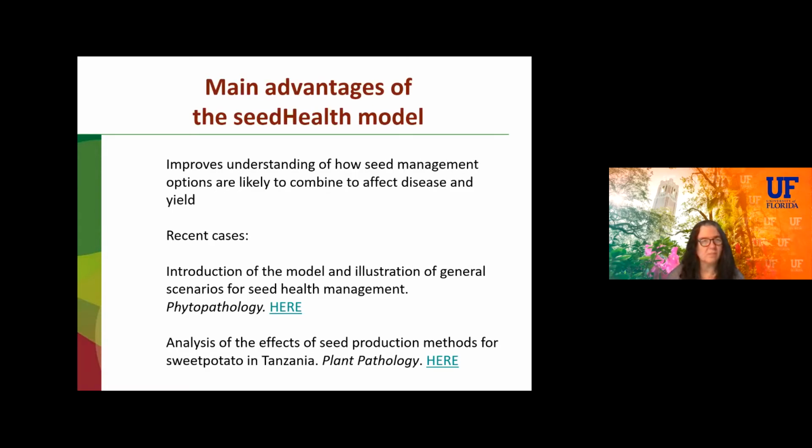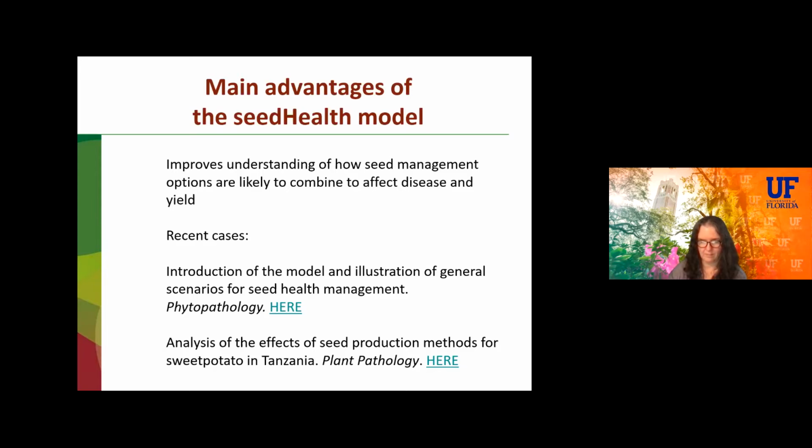So the advantages of the seed health model are that it improves understanding of how seed management options are likely to combine to affect disease and yield. Any one management might be good on its own, but how do you combine the different management strategies in the best way for a particular scenario that's being considered?